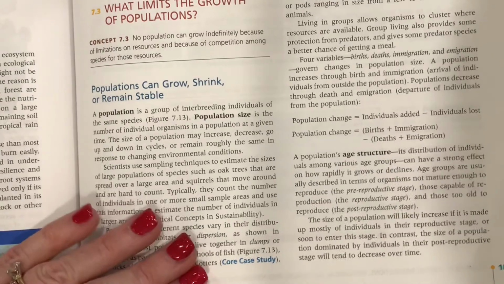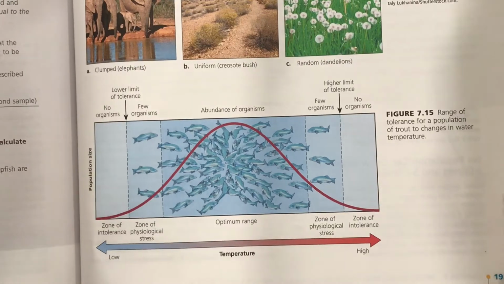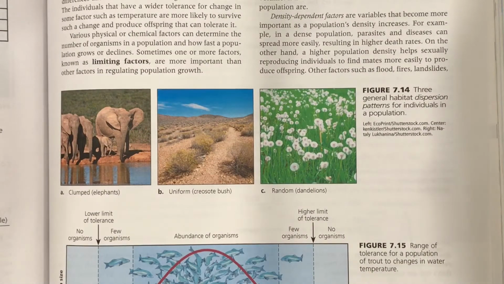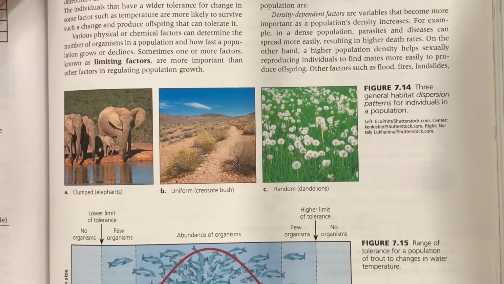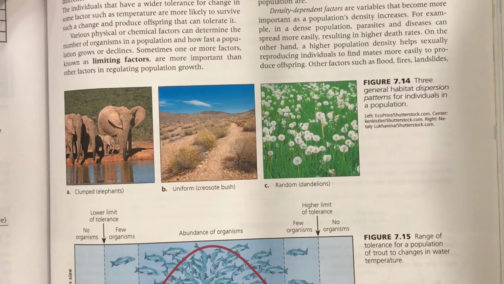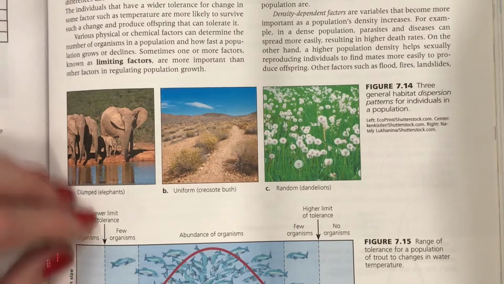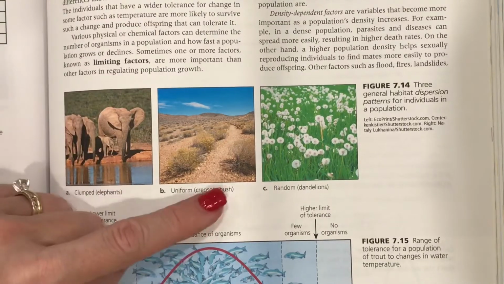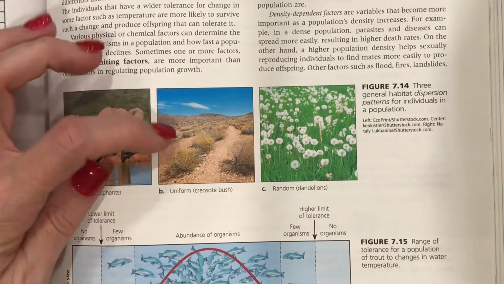Look at figure 7.14. So right here, these are the three population distributions. You have clumped, uniform, and random. Definitely understand how they are different. Clumps are things like herds and forests and anywhere where organisms group together. Uniform is where you have very even spacing. You see this with nesting sites with birds.